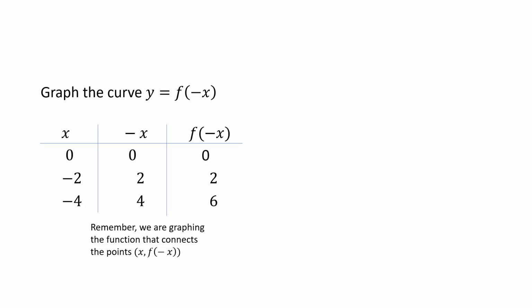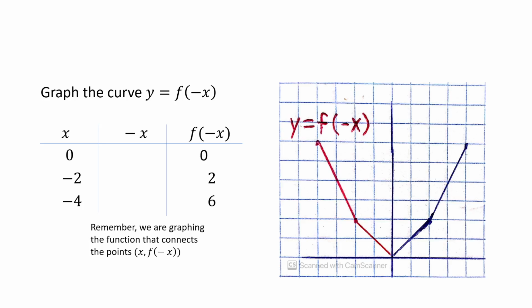Then we remember that we're graphing the function connecting x and f at negative x, so we get rid of the middle column, and we plot the points (0, 0), (-2, 2), and (-4, 6), and draw a function going through those points. Well, if you look at the blue function, which is the parent function, and the red function, you'll see the red function is just a reflection of the blue function in the y-axis.